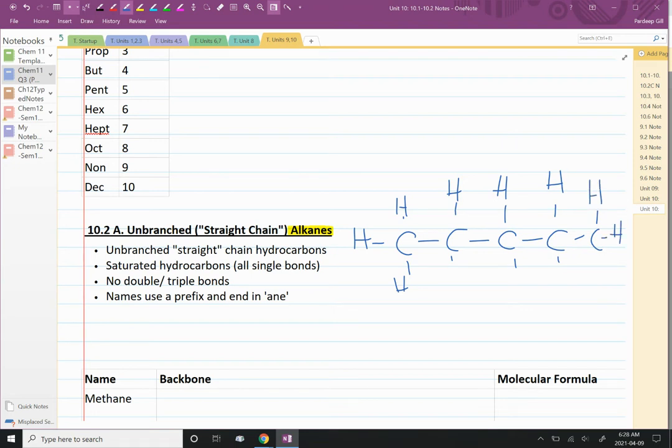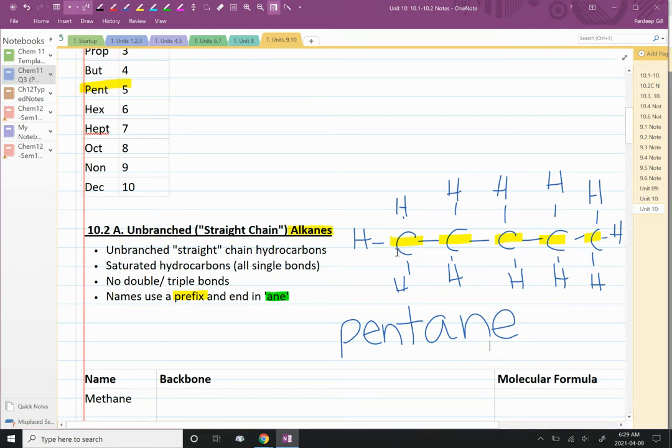Let's say we have something like this. So if we wanted to name this alkane, what you do first is we are going to use a prefix to represent the number of carbons. So 1, 2, 3, 4, 5. So we have 5 carbons. So we're using the prefix pent. And because they are all single bonded, we would use the ending ane. And then we would just write down pentane. Okay, and that's how you would name a single bonded straight chain hydrocarbon.